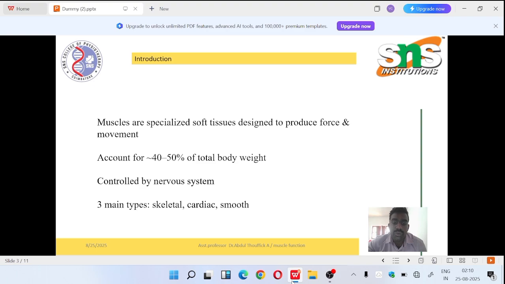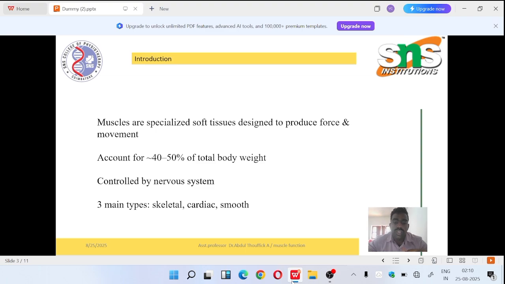They make up about 40 to 50 percent of our body weight and are under the control of the nervous system. There are three major types of muscles in the human body: skeletal, cardiac, and smooth, each with unique roles in survival and daily activities.